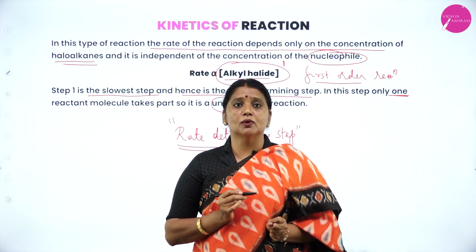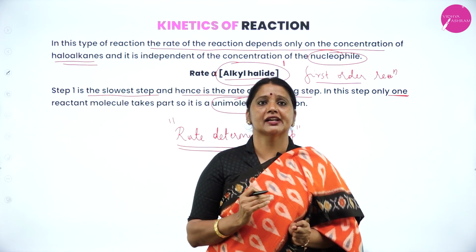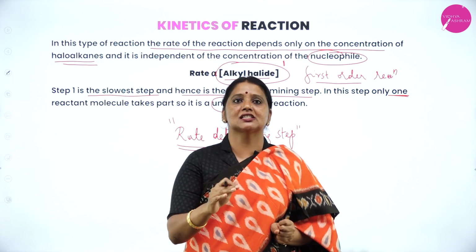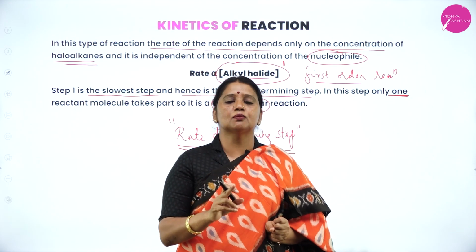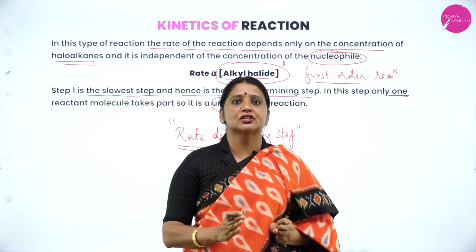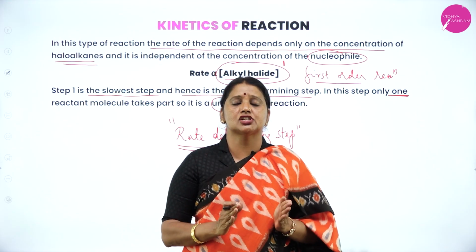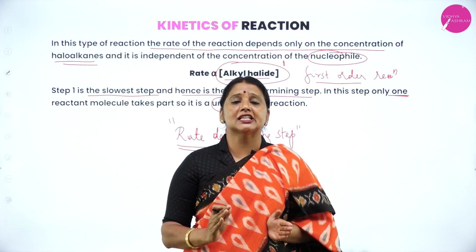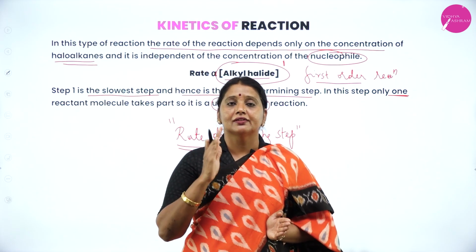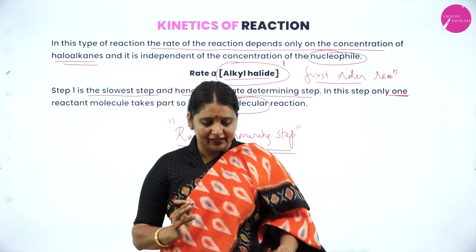It takes place by two steps. In that, step 1 is called the rate determining step because it is the slowest step. In that step, only 1 reactant molecule, that is alkyl halide, is involved. Therefore, it is called unimolecular. Therefore, in SN1 mechanism, the rate of reaction depends only on the concentration of alkyl halide. It is independent of the concentration of nucleophile. Therefore, it follows first order kinetics.